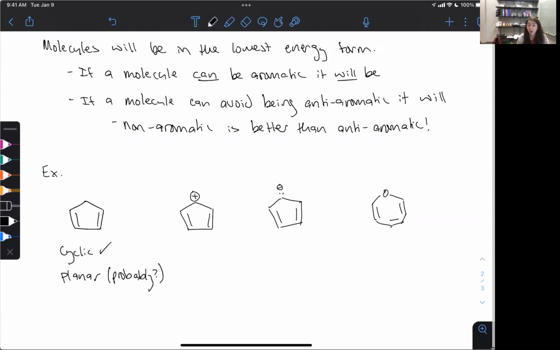Do I have a p orbital on every atom? In this case, I absolutely do not, right? I have up here an sp3 carbon. So I don't have a p orbital on that carbon. So therefore I have a break in the chain essentially of p orbital, p orbital, p orbital, p orbital, and then no p orbital on my 5th carbon. So as soon as one of those things fails, I'm automatically going to non-aromatic.